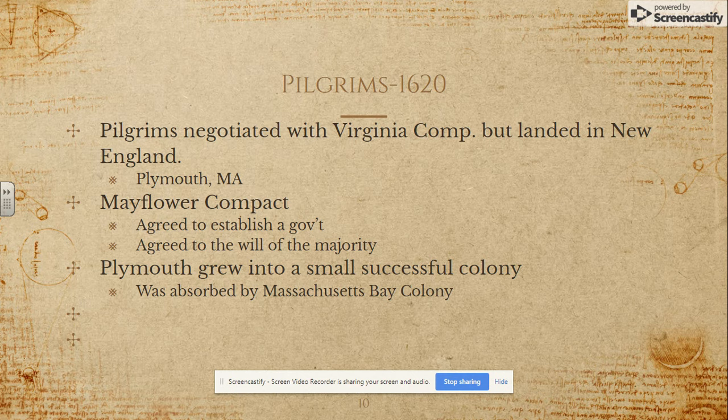But the Pilgrims, who are contemporaries of Jamestown, are coming to the New World at about the same time. They have a much easier go of it, relatively speaking. There's still going to be death and famine, but compared to their Chesapeake counterparts, they are significantly more successful in their colonization of Plymouth.